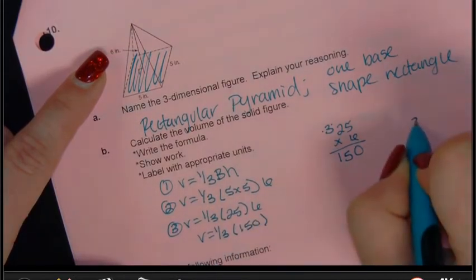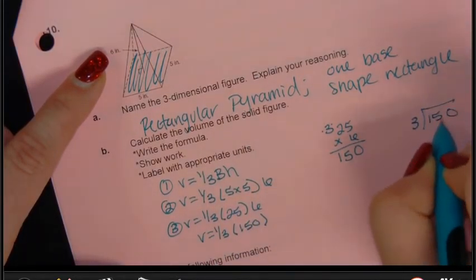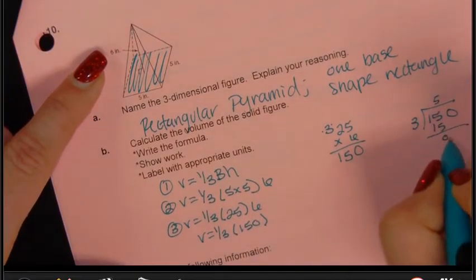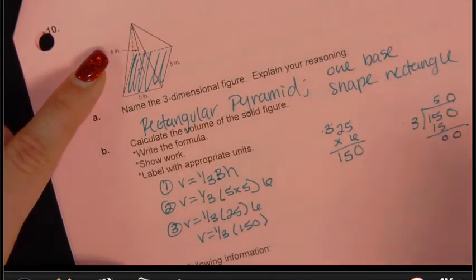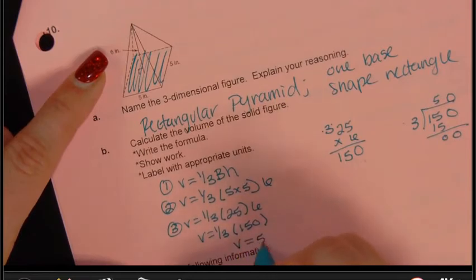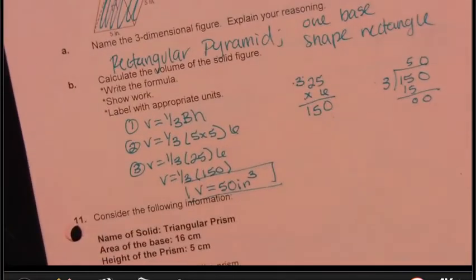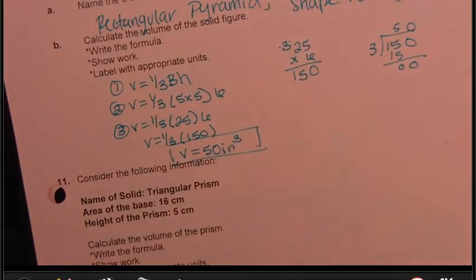Well, now I need to divide this by 3. Well, 3 can go into 15 5 full times. Bring down the 0. 3 can go into 0 0 times to have a final volume of 50 inches cubed.